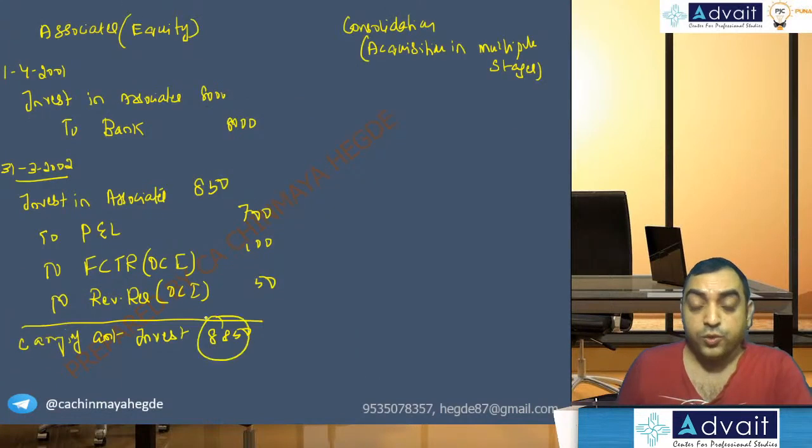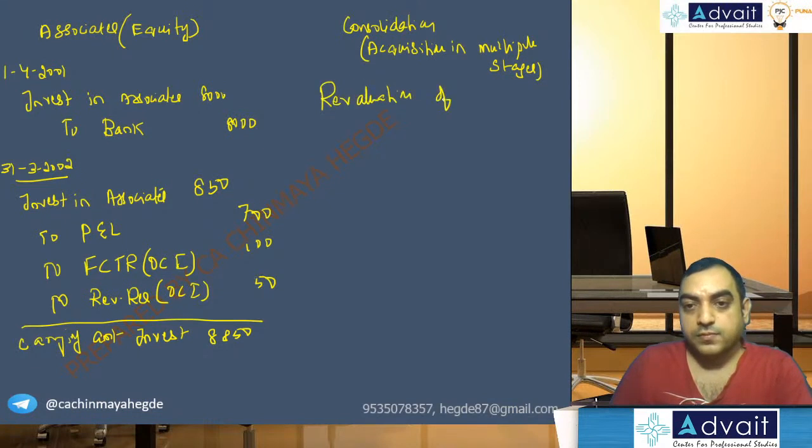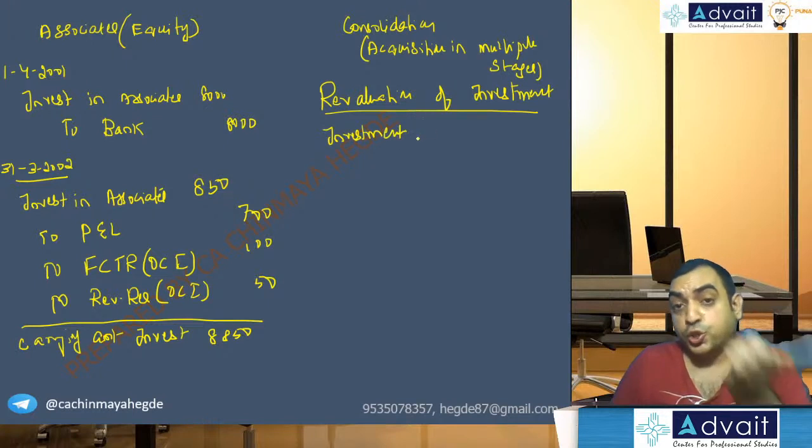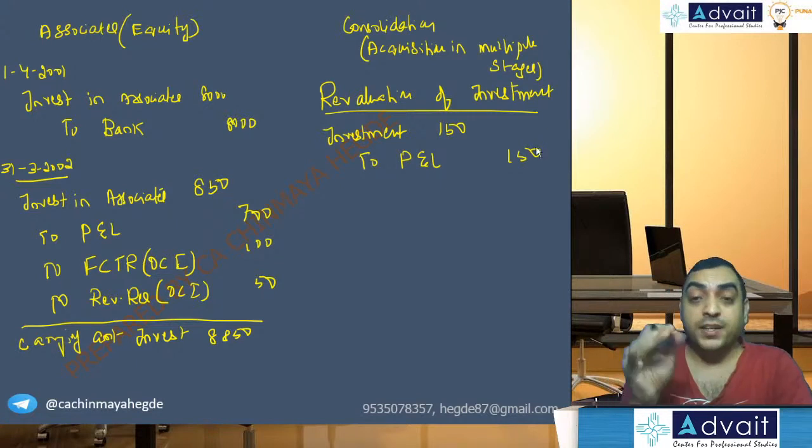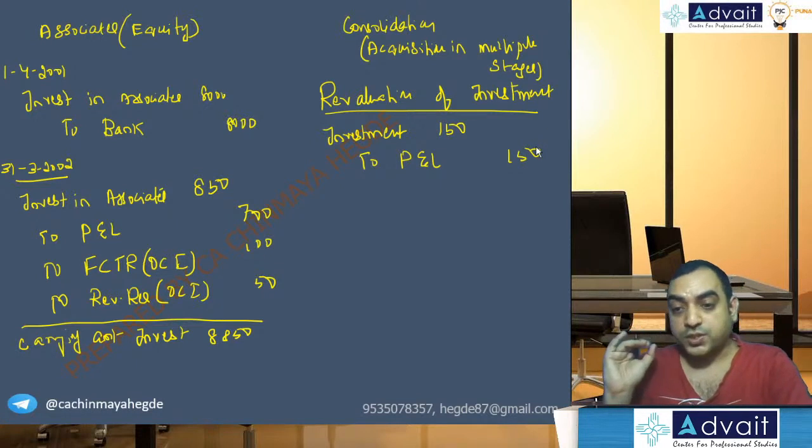But what is the book value? 8,850. So revaluation of existing investment, that is investment account debit. 8,850 should become 9,000, means 150 to P&L. So now what will happen to investments? Investments will become 9,000.